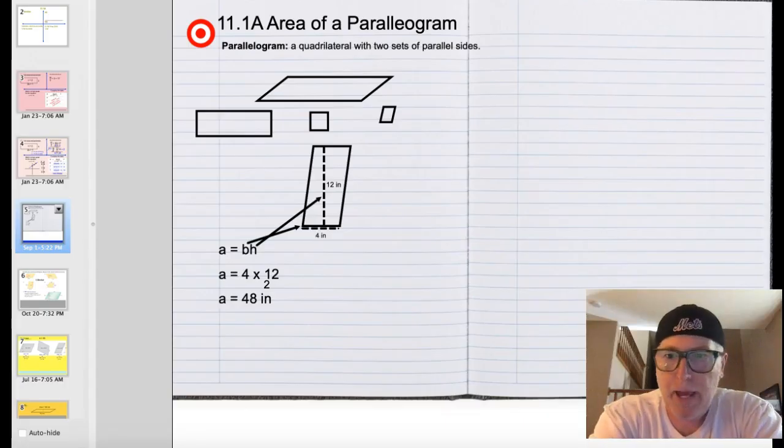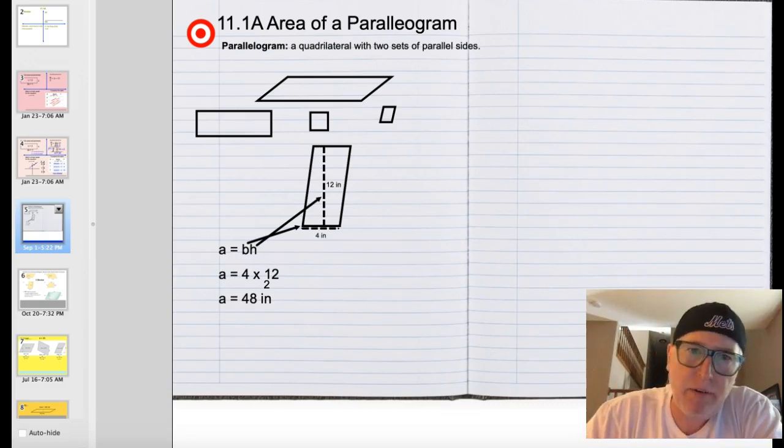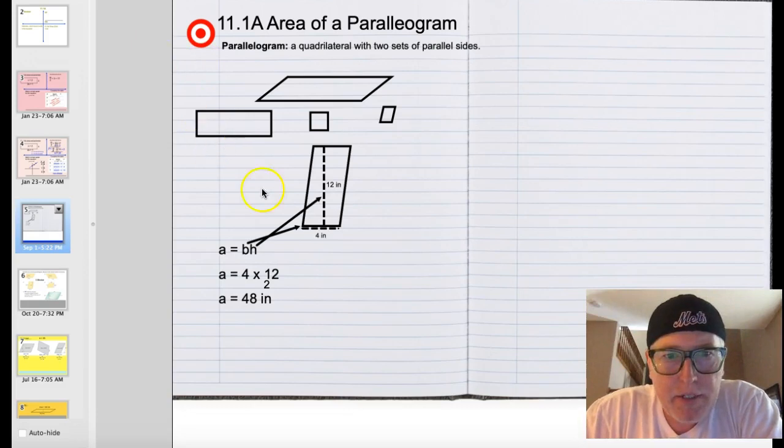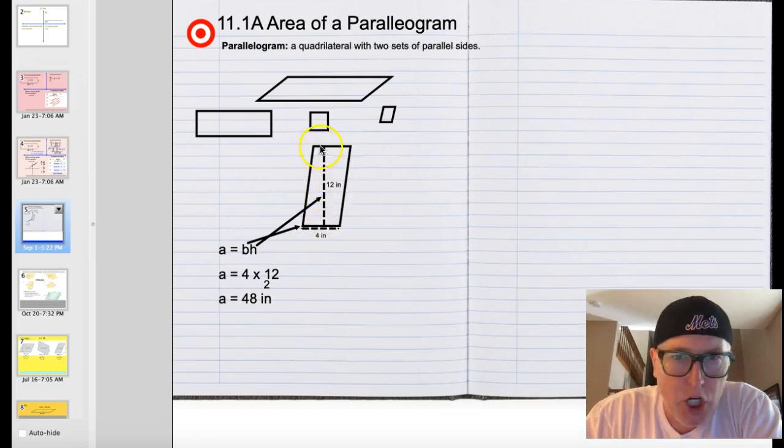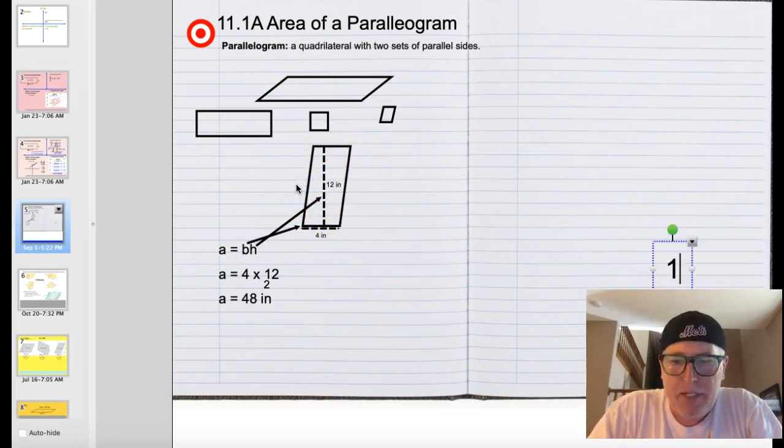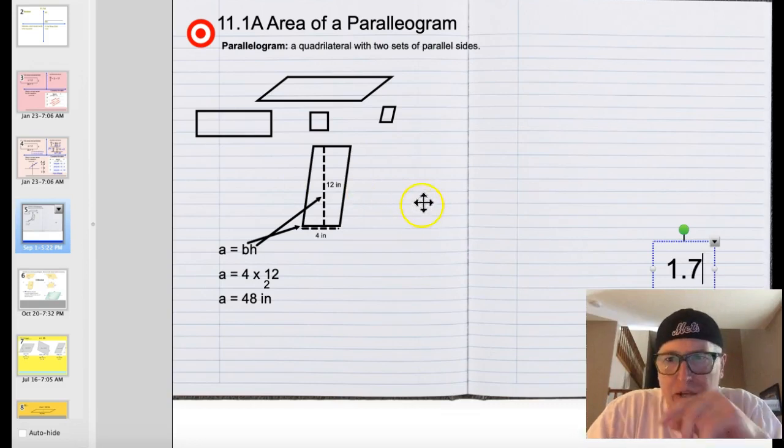Hey, welcome back. Told you it was an easy lesson. The old base times height. Take a look at it right here in case you forgot. Here's the base, and here's the height. The height is going to be the line that is perpendicular to the base. So, not the side. So if this line here is 12, this one out here might be 12.7, we'll say. But you ignore that.